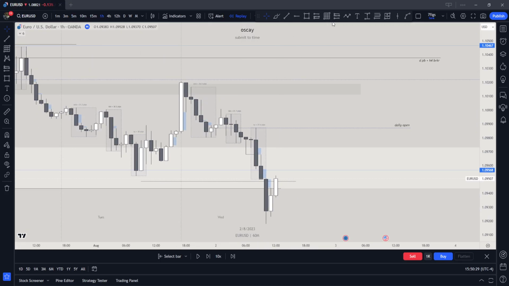Classic New York sell day. Actually, I'm gonna take my journal. I want to study all this price action afterwards. So what day is this? 2 of August, New York.